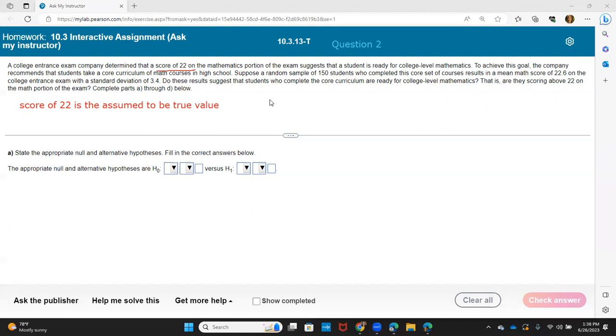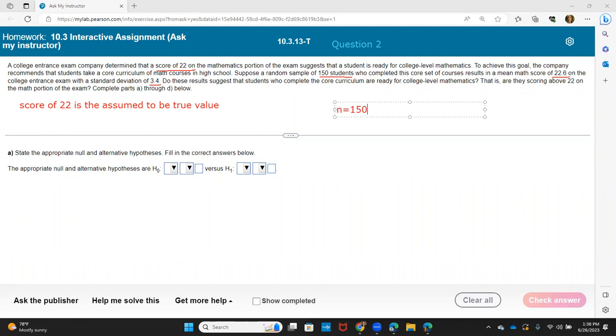It says, suppose a random sample of 150 students who completed the core set of courses results in a mean math score of 22.6 on the college entrance exam with a standard deviation of 3.4. Okay, so that's a lot of information as well. And that's usually how these are going to be set up. They're going to give you this assumed to be true value that we're going to use to set up all our hypotheses. And then they're going to give you some sample data.